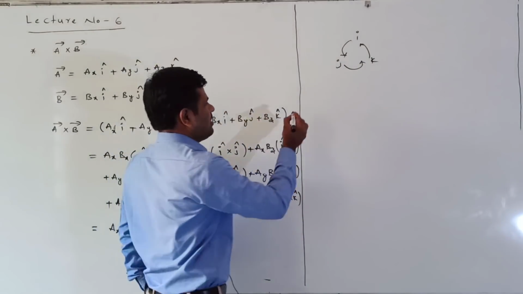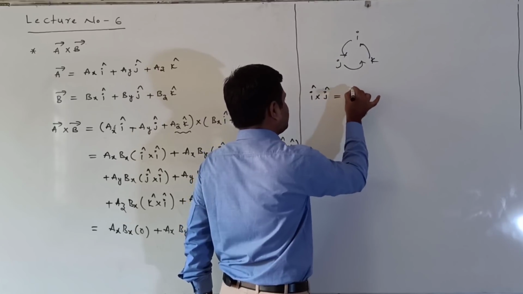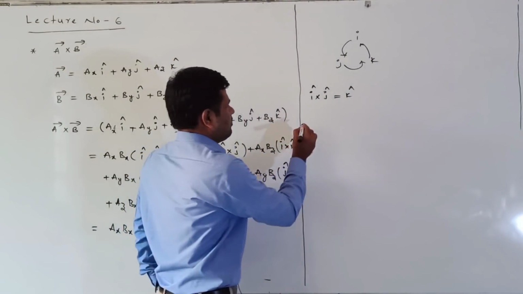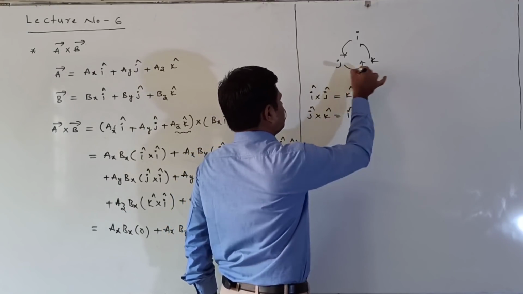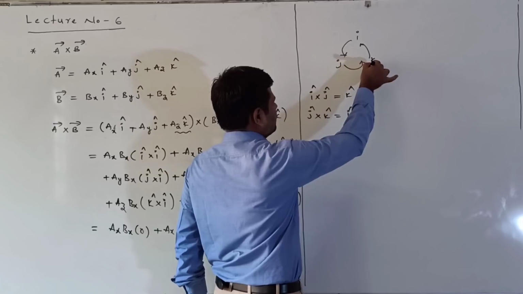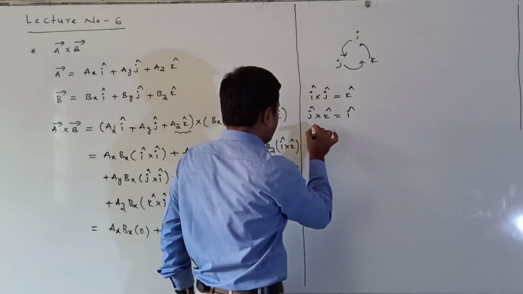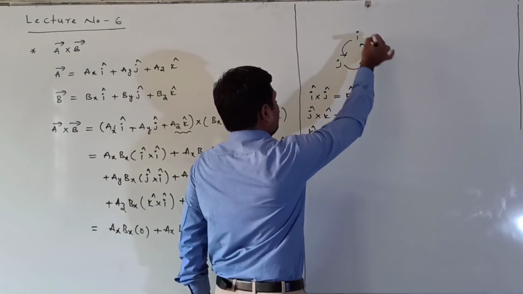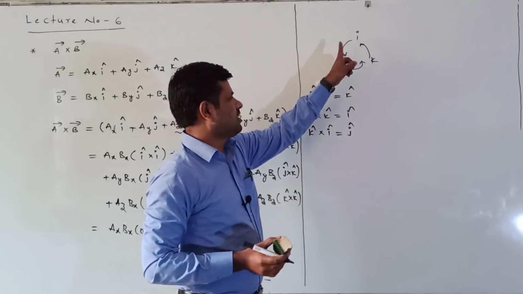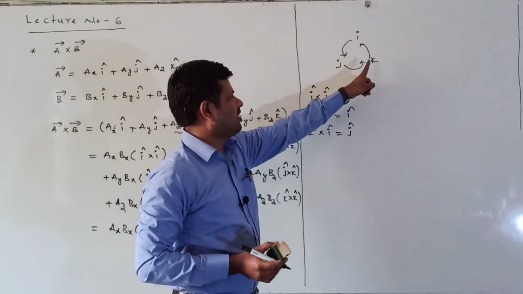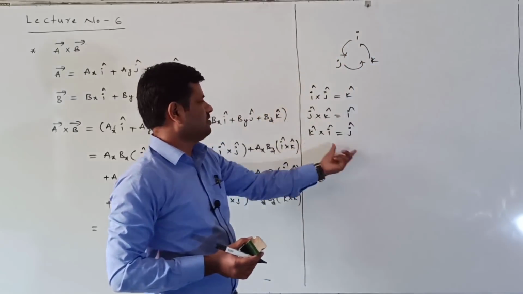We know that already relation. I cap cross J cap is equal to K cap. Here J cap cross K cap is equal to what? I cap. J cap cross K cap means K after what is coming here? I is coming. Next K cap cross I cap is equal to what is here? J cap. Here I cap cross J cap is equal to K cap. J cap cross K cap is equal to I cap. Next K cap cross I cap is equal to J cap.